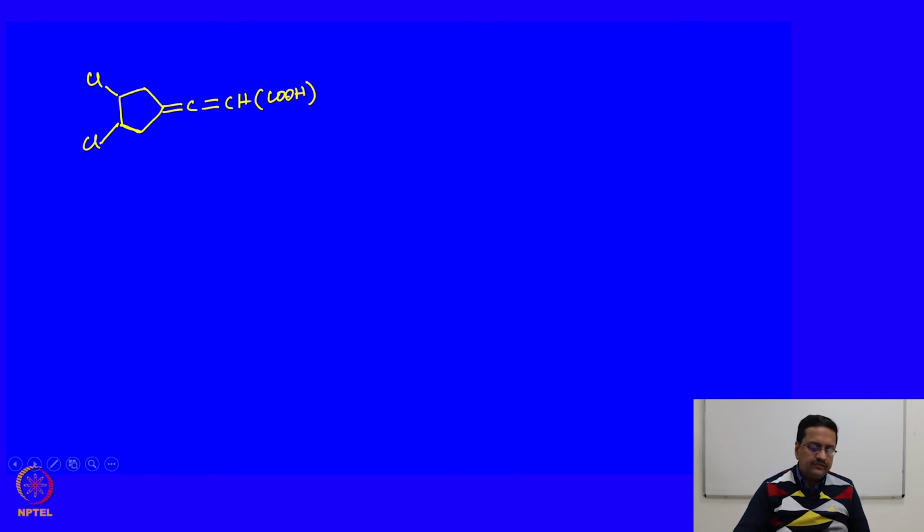In the same way, I would like you to draw the possible stereoisomers of this compound, and find out which one of them are enantiomers, diastereomers, and whether there is any meso compound that is possible in this case.